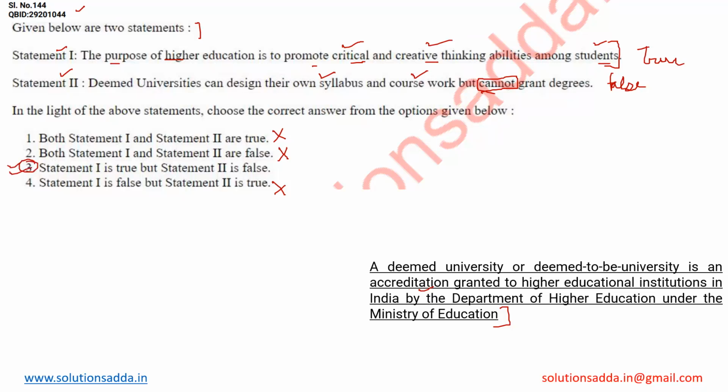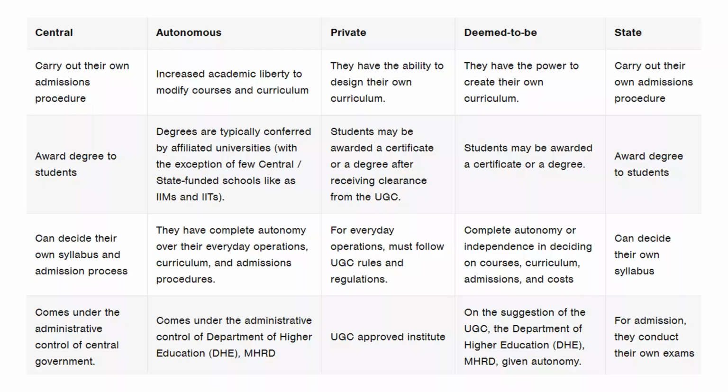Let's understand more about deemed universities and other types of universities. Here is a quick comparison between the central university, autonomous university, private university, deemed to be university, and state university. According to the question, it is clearly written here that students may be awarded a certificate or a degree under a deemed to be university. So we can say that statement 1 was clearly true and statement 2 was false.